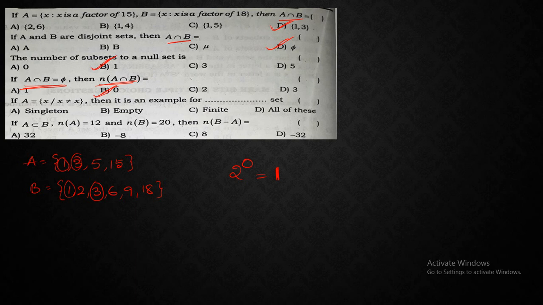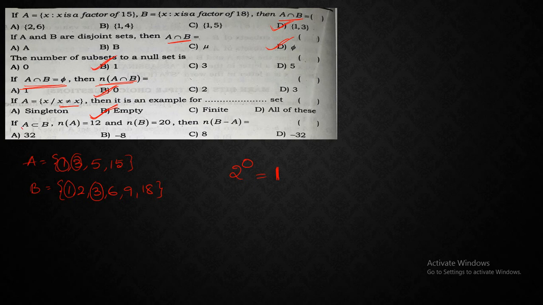Next, if A is equal to the set of X such that X is not equal to X, is there any case where X is not equal to X? There is no such X that is not equal to itself. Such a case is nothing but what we call the empty set. There won't be any X present in the universe where it is not equal to itself. So it is the empty set.